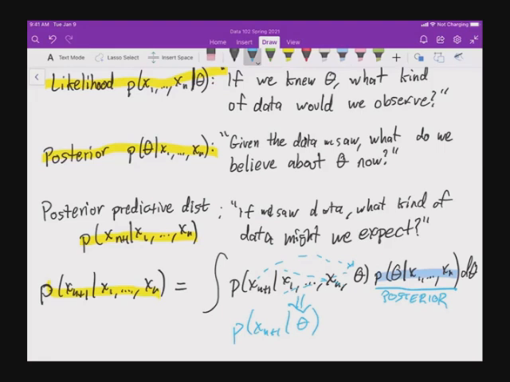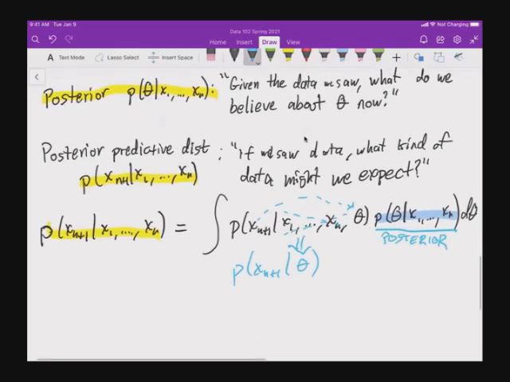So now this is a really interesting integral. Let's actually write out what the integral is, because now that we've simplified, I think it's very interesting to think about. This is the integral, and if theta is discrete, it's going to be a sum.